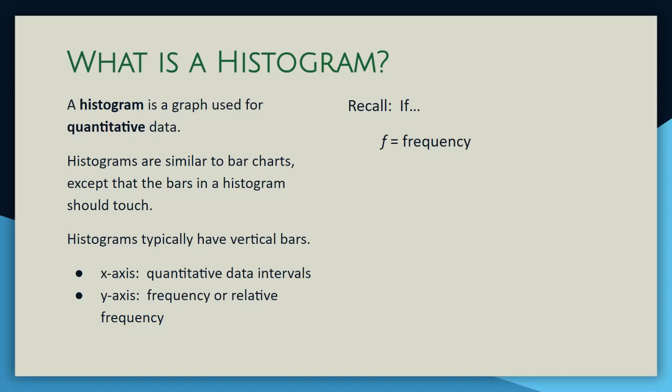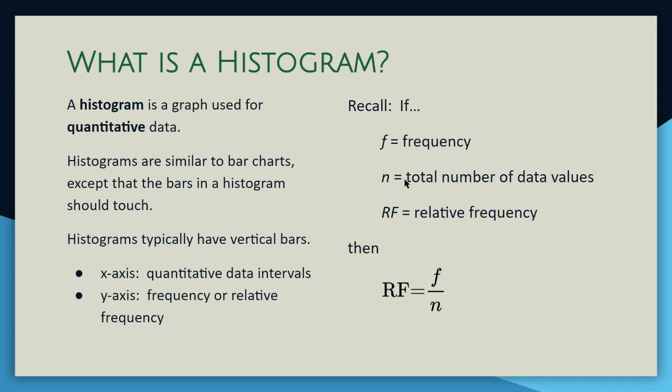If f is frequency, and n is the total number of data values, our relative frequency, rf, is equal to f divided by n.